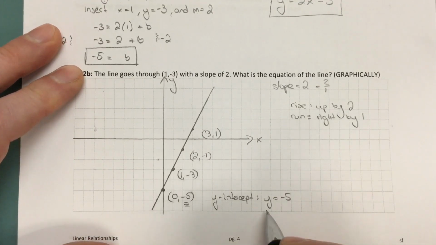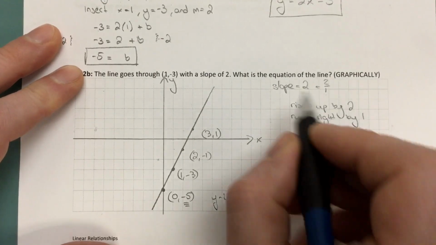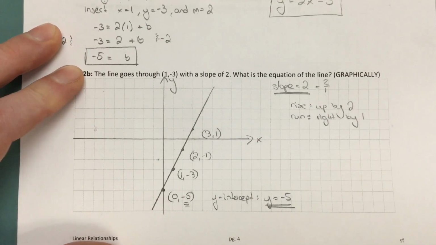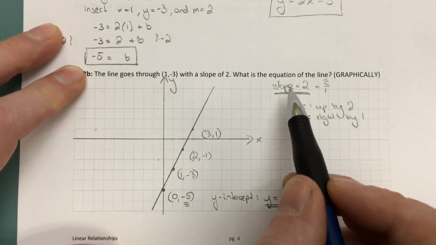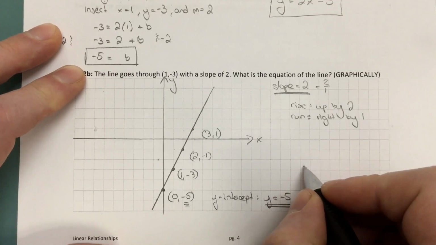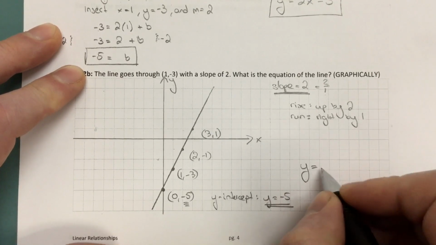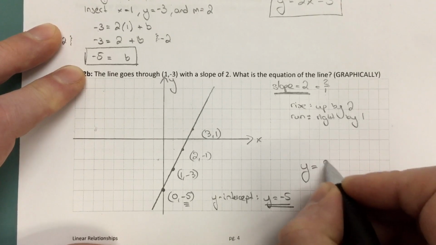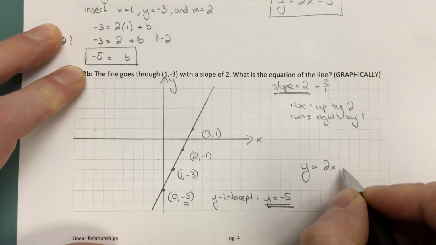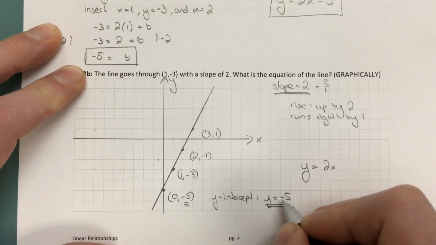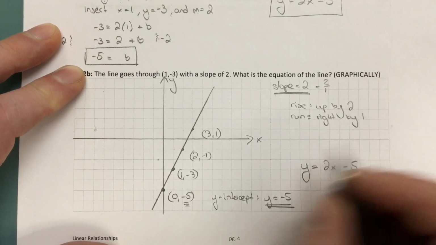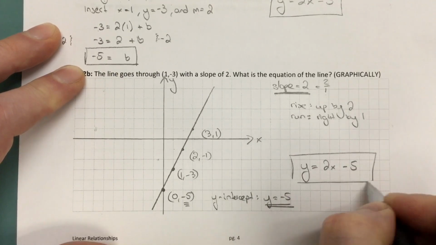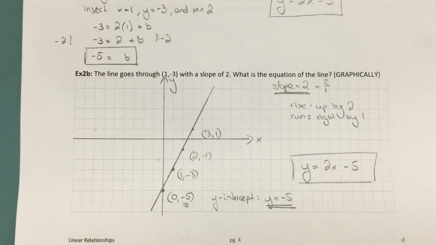And those are the only two things that I will need to figure out what my equation is, or to write my equation. The y-intercept and the slope. And so here's my function again. y is equal to the slope times x, which is 2 times x, plus the y-intercept, which in our case is negative 5. So plus negative 5, which is the same thing as minus 5. And so that's how you can do this graphically.